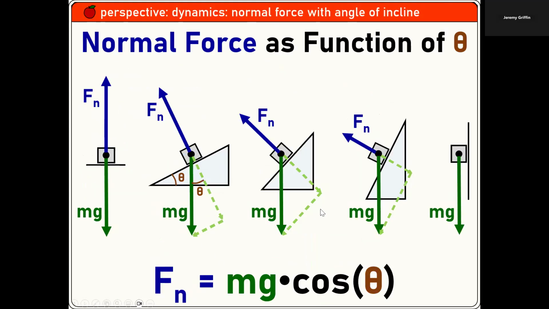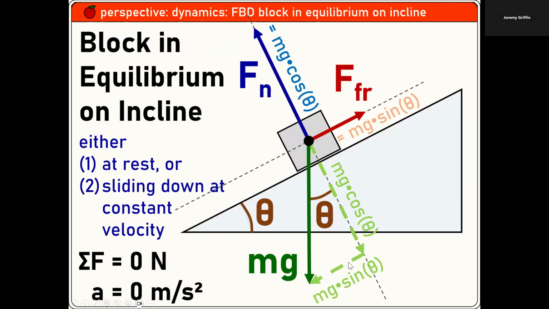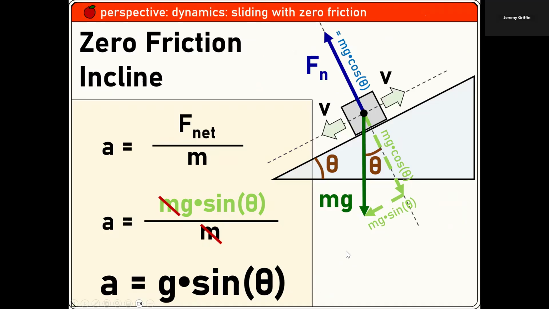There's also this one, which just focuses on that normal force as a function of the angle. You see how if it starts out flat, the normal force is equal in magnitude to the weight. But as you ramp up that angle, make it closer to vertical, you see that blue normal force vector getting shorter. And here's the expression, that connection.